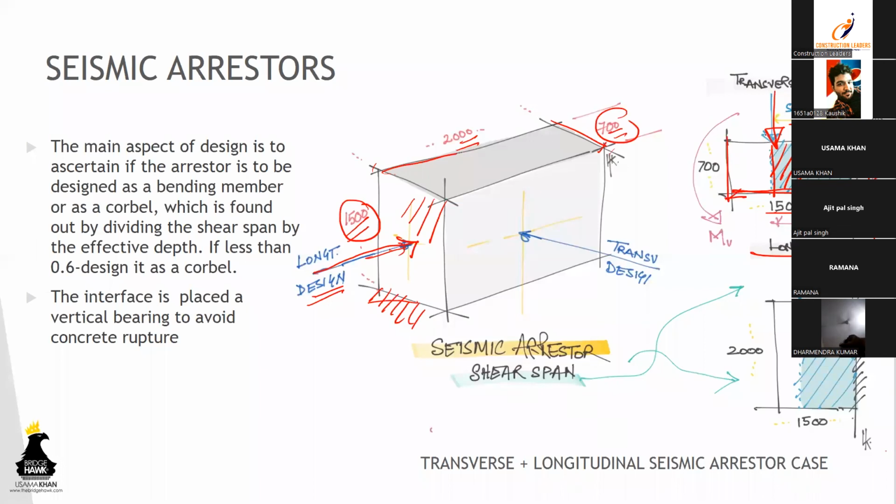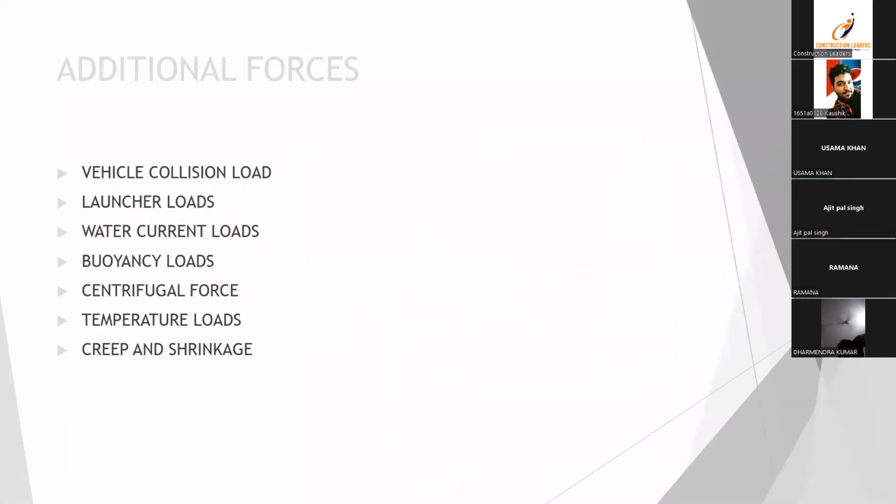So naturally, it is supposed to be designed as a bending member or a corbel. Okay, if you see over here, we need to know what is the shear span to the depth ratio. If it is less than 6, then we'll design it as a corbel, and if it is not, then we'll design it as a bending member. Similarly, in the transverse direction, this is how the forces and the shear span will be taken. Some additional forces: vehicle collision loads, launcher loads, water current loads, buoyancy, centrifugal.